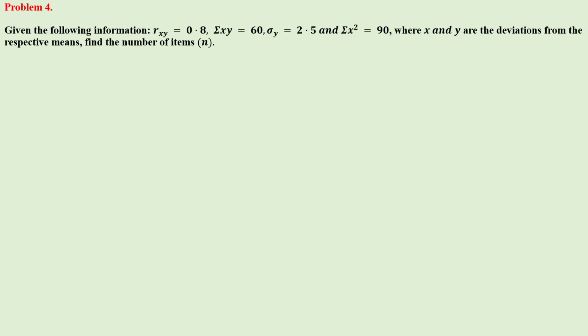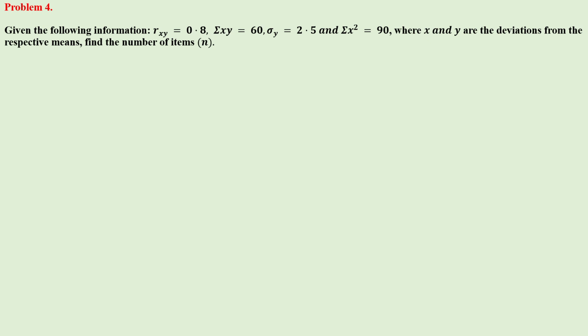Next problem, given correlation r between x and y is equal to 0.8, then summation of x into y is equal to 60. So standard deviation sigma y of y is 2.5 and sigma x square is 90, where x and y are the deviation from the respective means. So here small x means x minus x bar, small y means y minus y bar. Find the number of items.